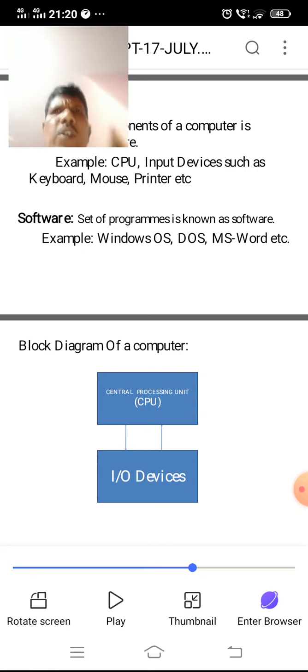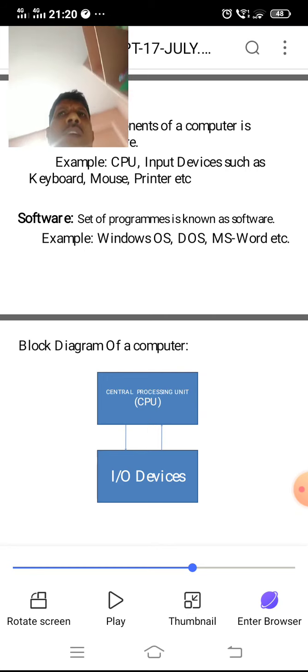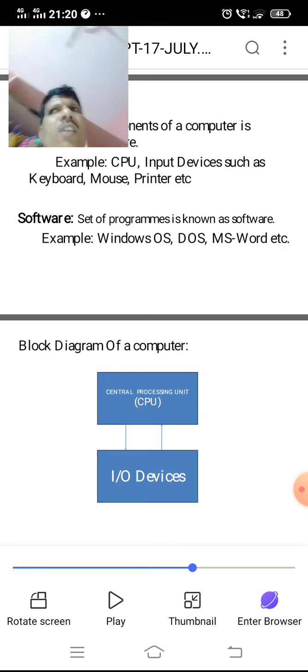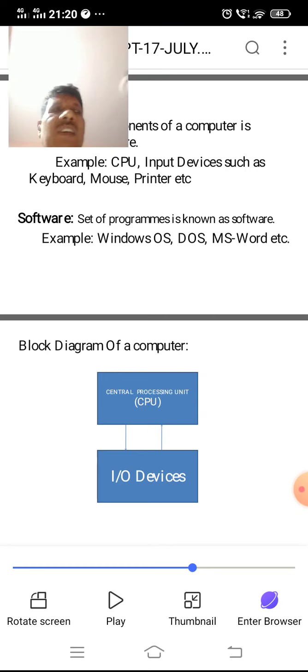And input devices are keyboard and mouse, which are primary input devices. In addition to that, scanner, microphone, joystick, etc. are other input devices. Output devices are printer and screen, in other words VDU, visual display unit. Different types of display units are in use. The input and output devices we will discuss later.